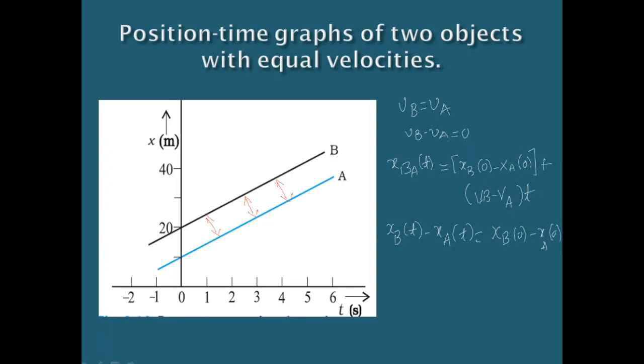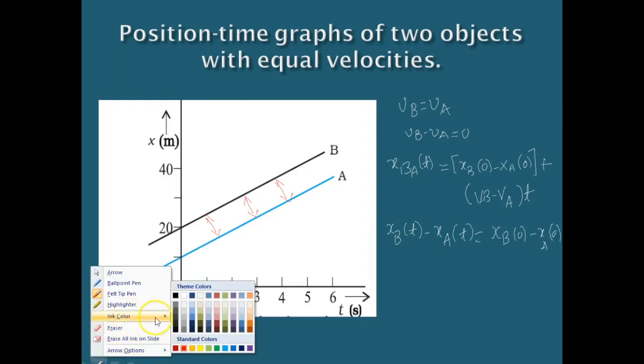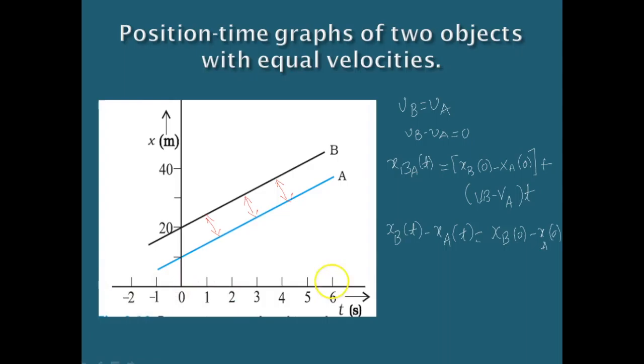The relative velocity vAB or vBA is 0 in this case. So we already saw that one. Since vB is equal to vA, the relative velocity, that is vBA, is equal to vAB is equal to 0 in this particular case.